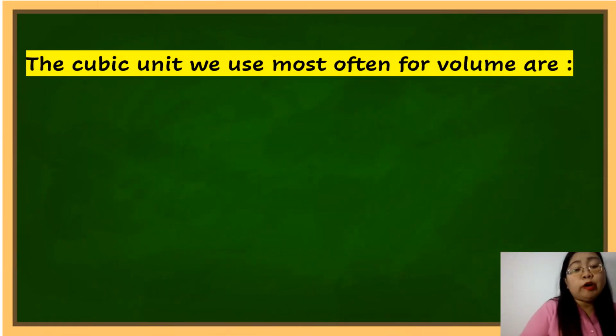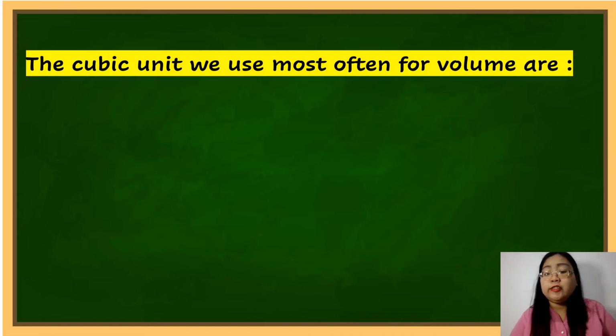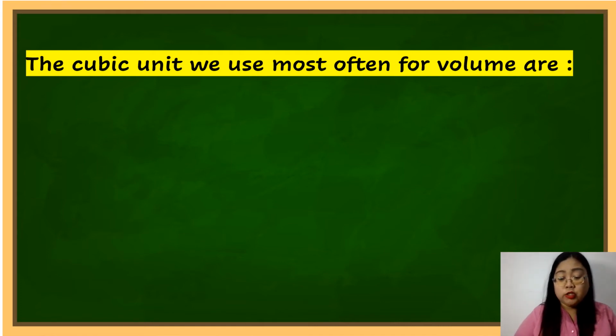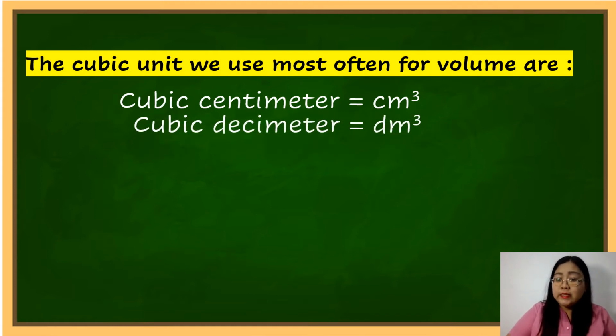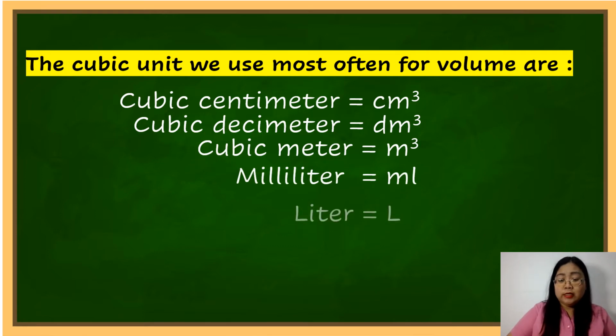Now that we know how to get the volume of a cube and a rectangular prism, we are now going to proceed to conversion. The cubic units we use most often for volume are cubic centimeter, cubic decimeter, cubic meter, milliliter, and liter.